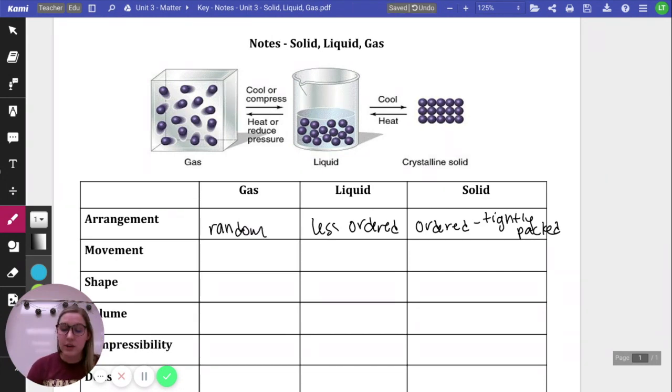So that actually goes into our movement. So for gases, the movement is random. We have a whole unit about gases next semester, but the particles in gases just fly in one direction until they collide with the walls of a container or another gas particle, and then they bounce and they keep going. So the gases' movement is very random.